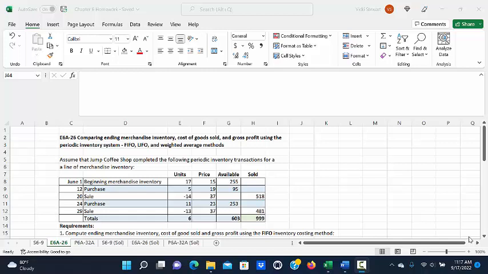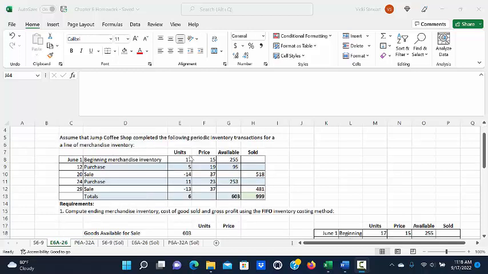This is a demonstration of exercise 6A26, computing ending merchandise inventory, cost of goods sold, and gross profit using the periodic inventory system, FIFO, LIFO, and weighted average methods. Assume that Jump Coffee Shop completed the following periodic inventory transactions for a line of merchandise inventory.